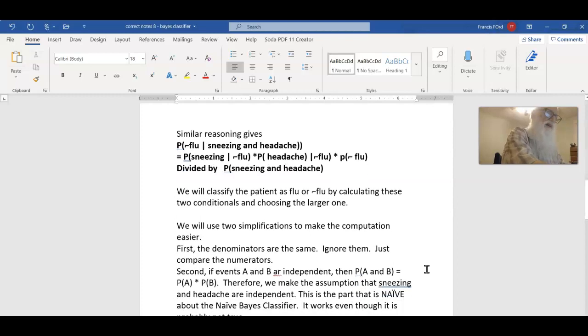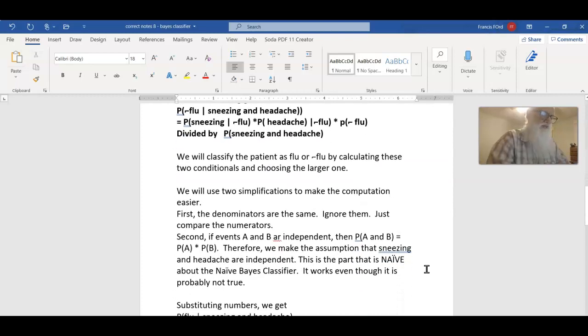The next one is more controversial. This is the reason this is known as a naive Bayes classification. There are other Bayes classifications. The naive is that we're making an assumption that probably isn't true. We're saying that the probability of sneezing has nothing to do with the probability of having a headache.